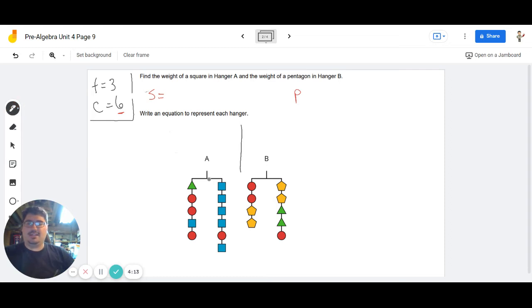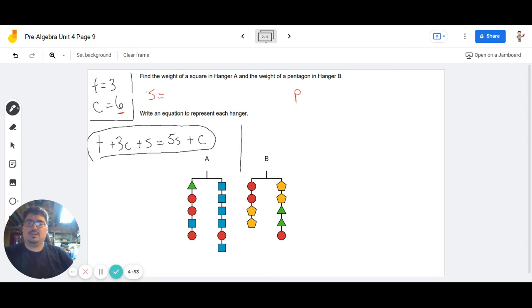So for the A diagram, we have 1 triangle, so T for triangle, plus 3 circles, 1, 2, and 3. It doesn't matter the order, you're adding them anyway. Plus a square, equals 1, 2, 3, 4, 5 squares, plus a circle. Okay, so that's the equation to represent this hanger. Cool.